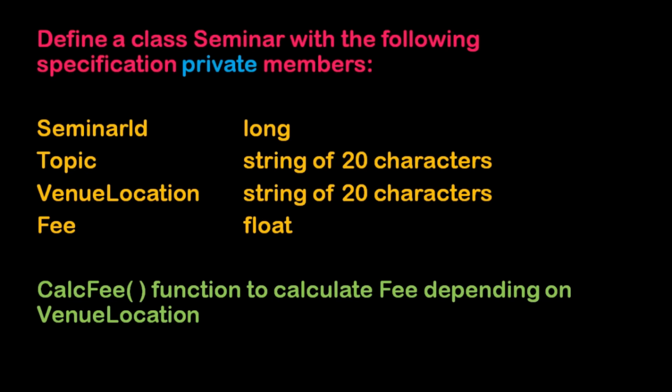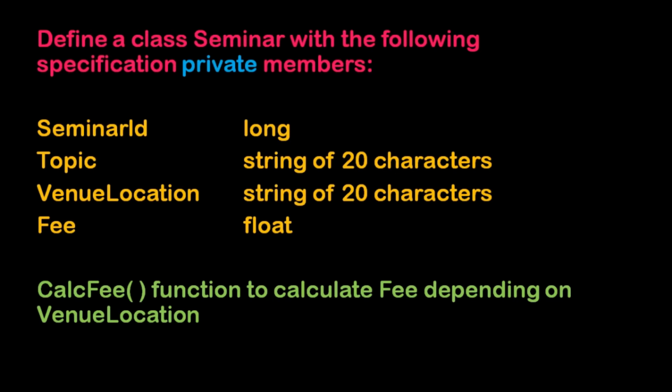Then we have a function calc fee to calculate the fee depending upon the venue location. Venue location is given as a table. Based on the table, we have to calculate the fee. So all these 5 things, like 4 variables and 1 function, have to be defined in the private scope.